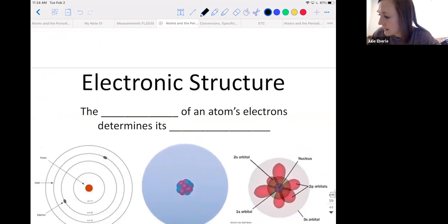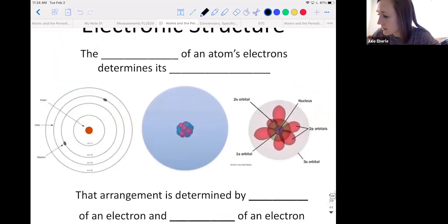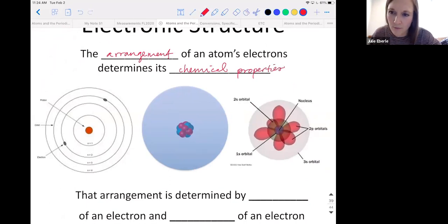I'm going to write this. The arrangement of an atom's electrons determines its chemical properties. Or you could use the word behavior, okay? It's chemical properties or it's chemical behavior.